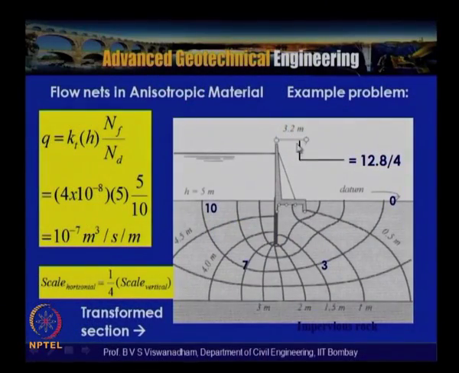Now in the next slide, we see the transformed section flow net shown here. The 12.8 meters is now shrunk by about 4, because the scale we adopted gives 3.2 meters, and the vertical heights remain constant. So with this we constructed the flow net for the transformed section. The scale for the horizontal is 1/4 times the scale for the vertical.